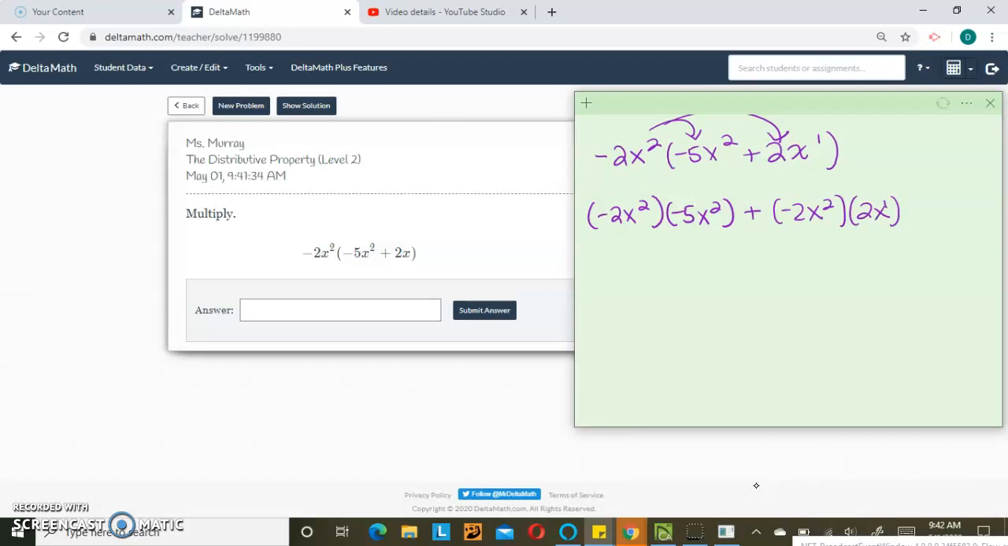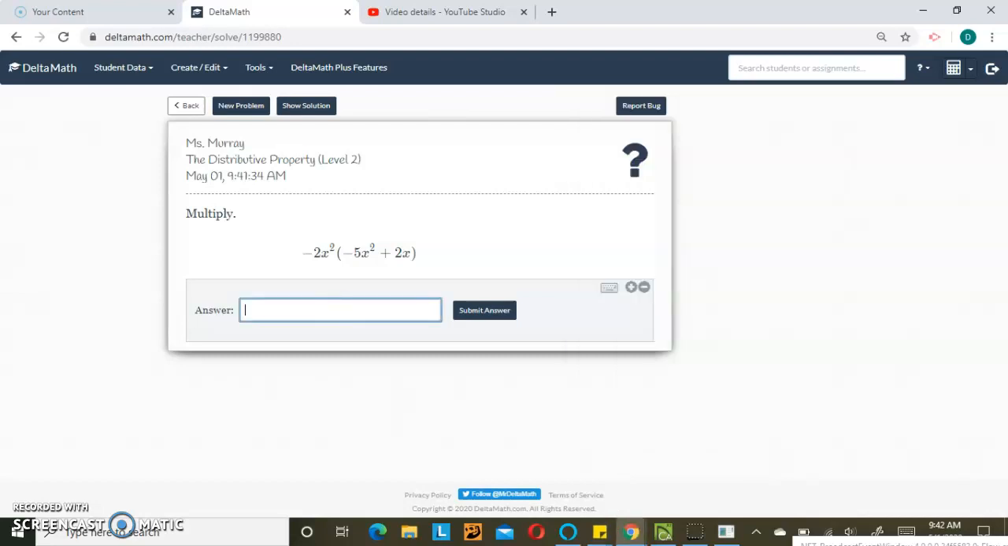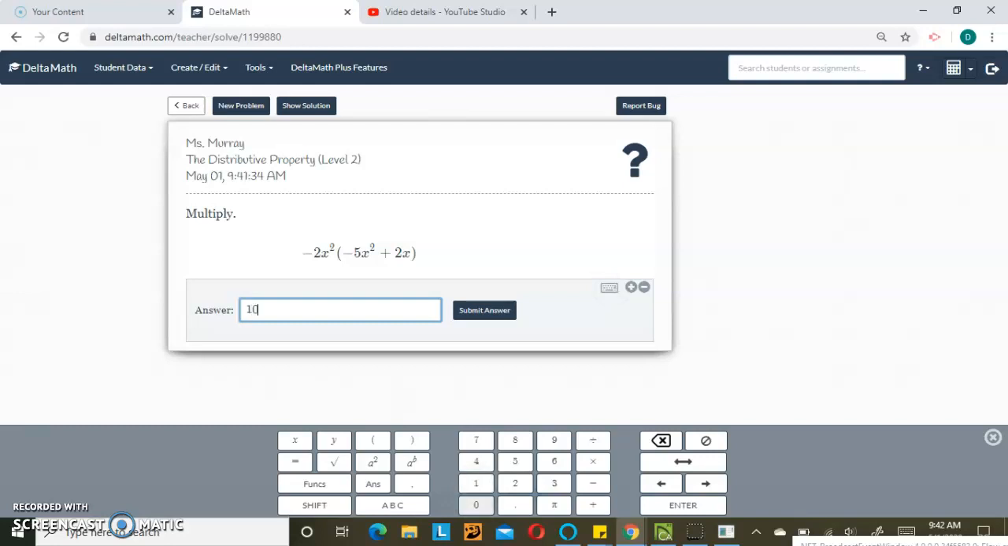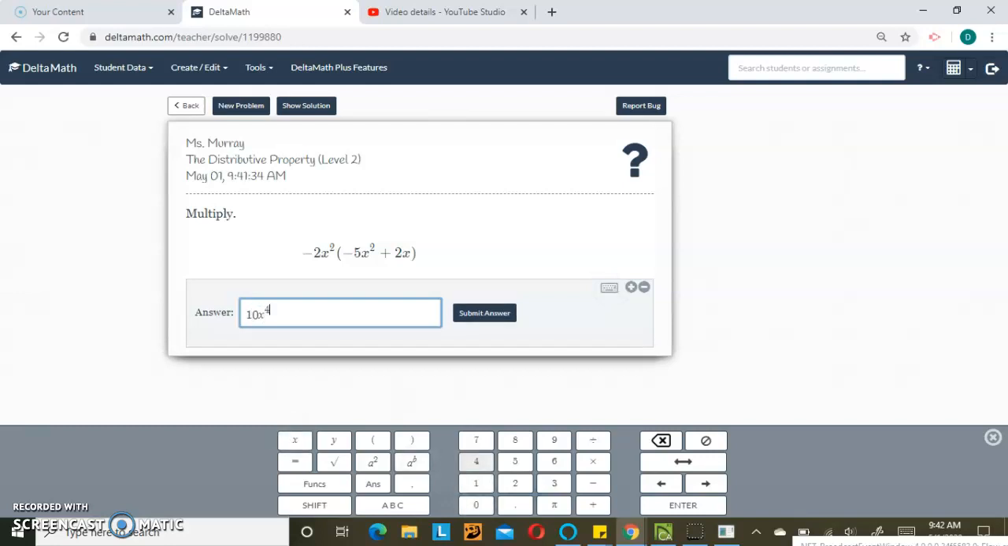So I multiply my coefficients, negative 2 and negative 5 is a positive 10. I add my exponents, 2 plus 2 is 4, then plus negative 2 and 2 is negative 4, x squared times x to the first power is x to the third. Anytime I have a plus and a minus next to each other, I can simplify it just to a negative sign. So I have 10x to the fourth minus 4x to the third power.